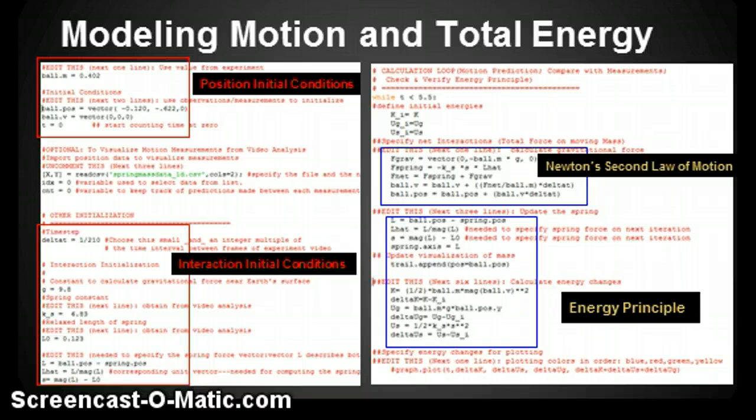Using Newton's second law, the first part of my while loop updates the instantaneous velocities and position of the model spring based on the calculated forces acting on the mass. Using the energy principle, the second part of my while loop updated the instantaneous kinetic, spring potential, and gravitational potential energies of the system. This is given by updating formulas about the individual and total energies of the system.